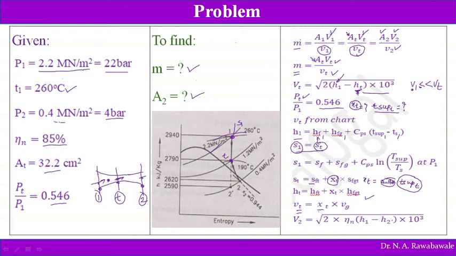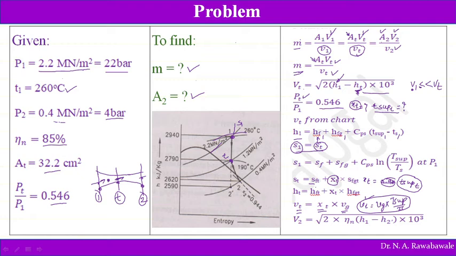If it is wet, vt is xt into vg. If it is superheated, vt is equal to vg into Tsup divided by Ts. This formula can be used to find the specific volume at throat. Once we know the specific volume at throat, we can substitute it in this equation, and then we can find the mass flow rate. Velocity of steam Vt is known, small vt is known, At is known, so the mass flow rate of steam can be obtained.